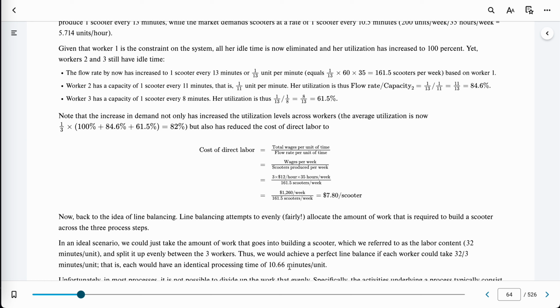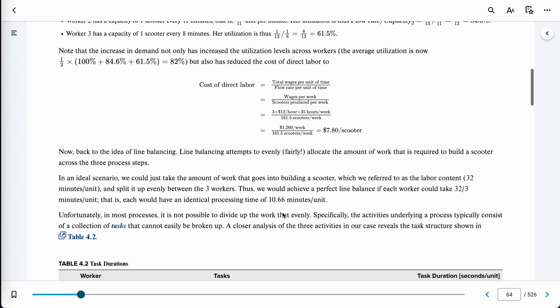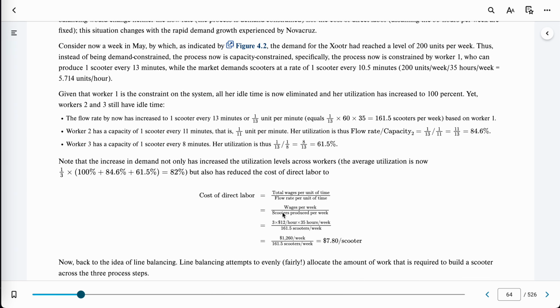This video has already gone on for really long, and we're coming to the meat of line balancing. So instead of calling this video line balancing, I'll call it a preliminary to line balancing, and then in the next video we'll talk about line balancing.